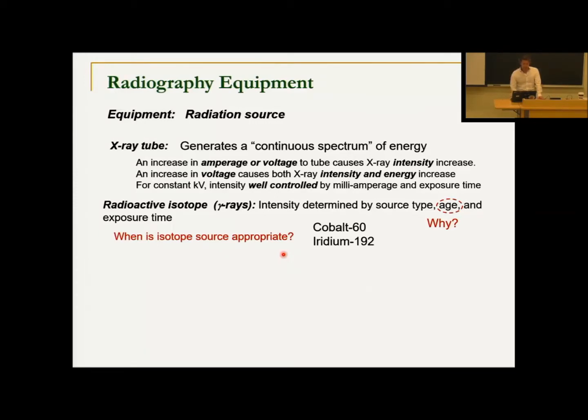Now, in the case for isotopes, we have to determine the age of that isotope because of the radioactive decay, right? The energy intensity is going down over time. So in order to understand the intensity, we have to know the age of this. Now the question here is, when would you use an isotope source and when would you use an X-ray tube?